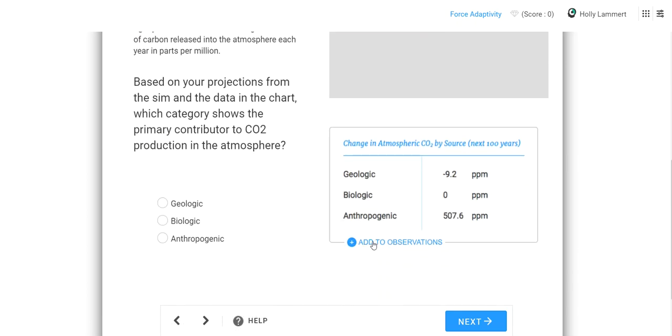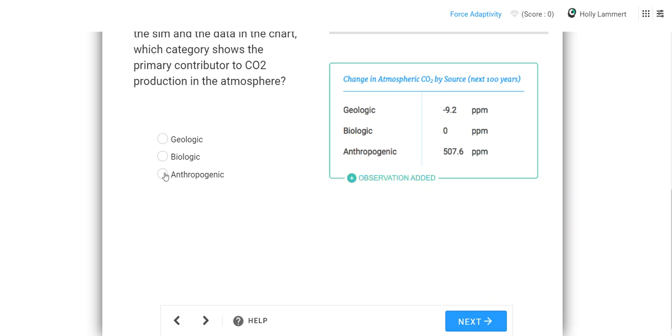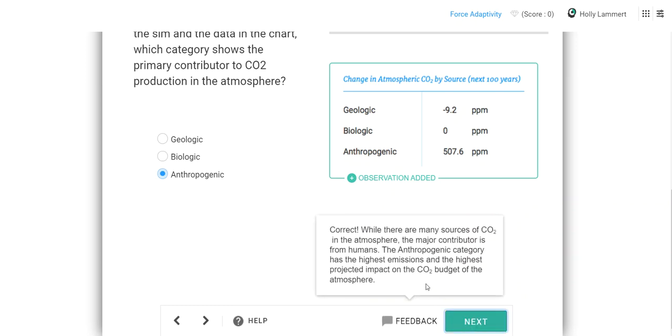And here, this is a good thing to add to your observations. Go ahead and write a little note about this. Maybe you want to say the biggest contributor to atmospheric CO2 is anthropogenic, at 507.6 parts per million over the next 100 years. Okay, add that. That's going to help in our Blue Planet report later on.